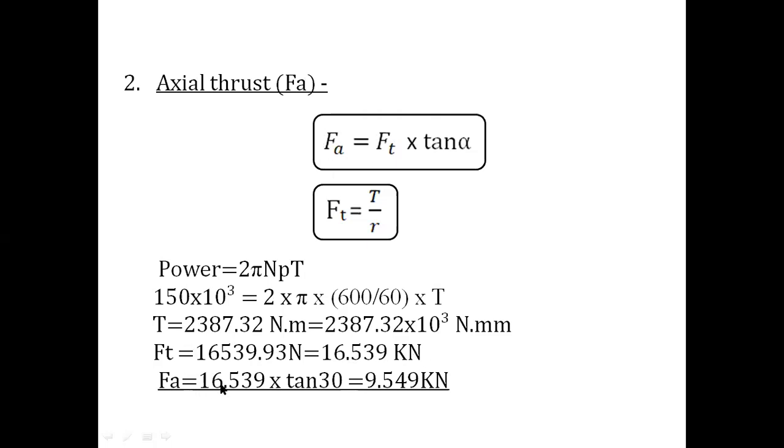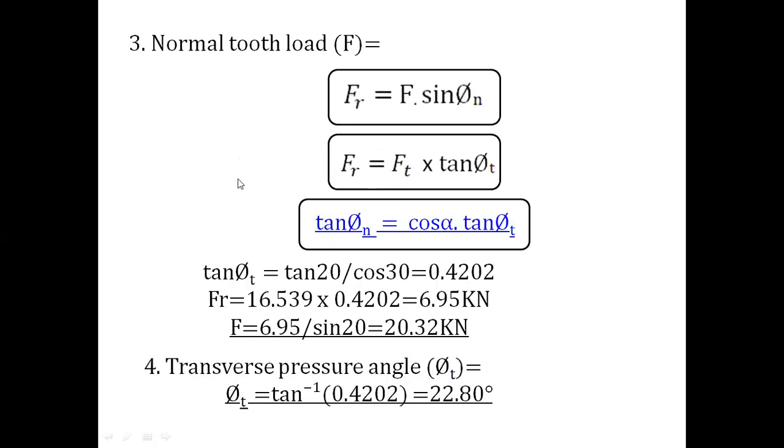Fa we are getting is 16.539 kilonewton into tan of alpha, 30. We are getting 9.549 kilonewton. Okay, actual. So we are getting the second solution of the problem which is given in the question. And the third value that we have to find out is the normal tooth load. That is nothing but capital F.